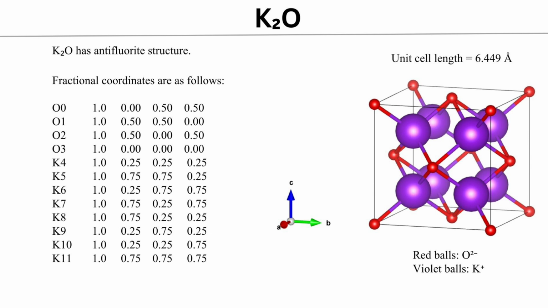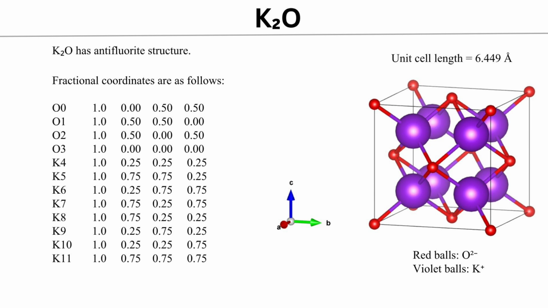This is potassium oxide, K2O. It has what's known as the antifluorite structure. It's essentially the inverse of the fluorite structure, which we will see next. Here, the anions, the red O2- ions, form a face-centered cubic lattice, and the cations, the violet K+ ions, occupy all the tetrahedral sites. Notice there are twice as many potassium ions as oxygen ions, which matches the K2O formula.